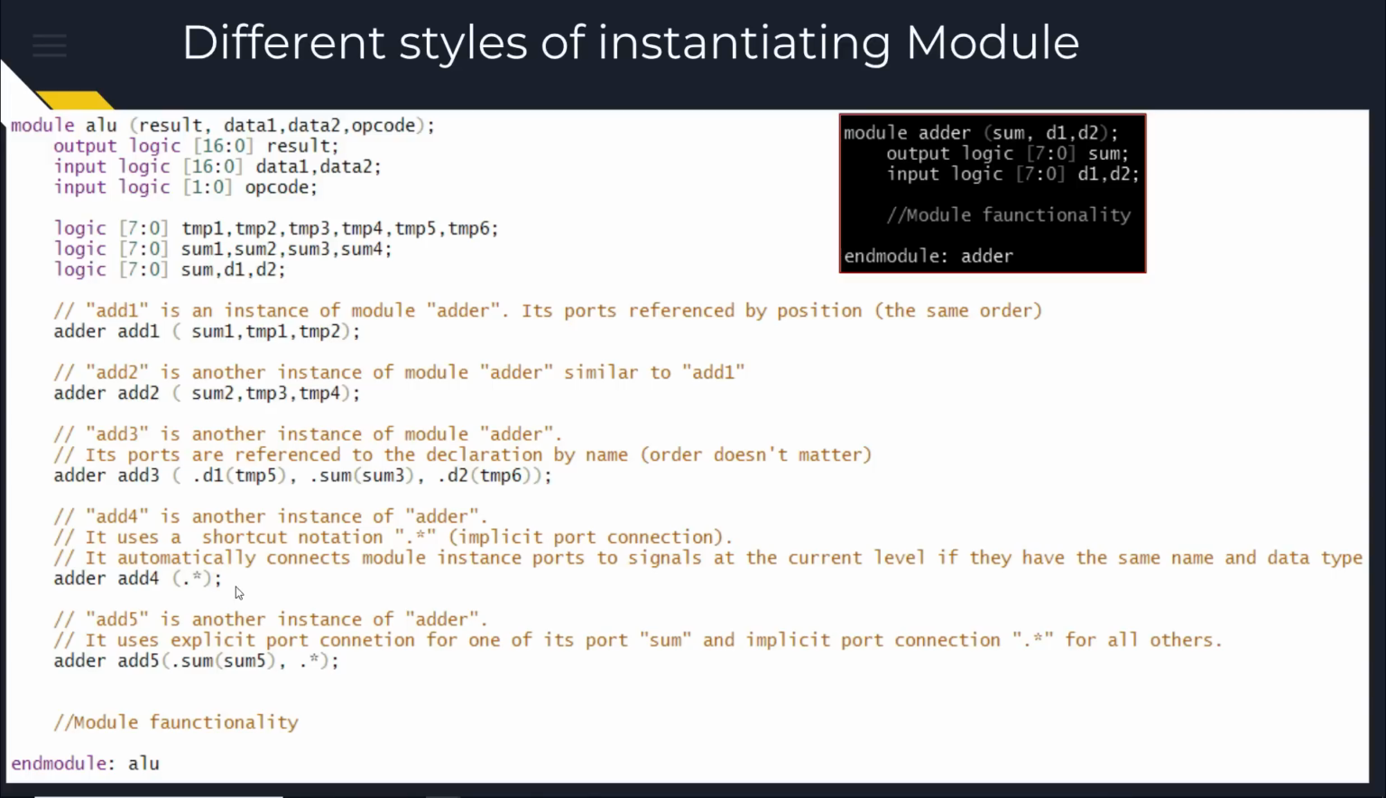You can also mix implicit and explicit connections, that is, a few signals can be connected explicitly, and the rest implicitly using .*. It is shown here. The port sum is connected to sum5 explicitly, and the rest of the ports will be connected implicitly.